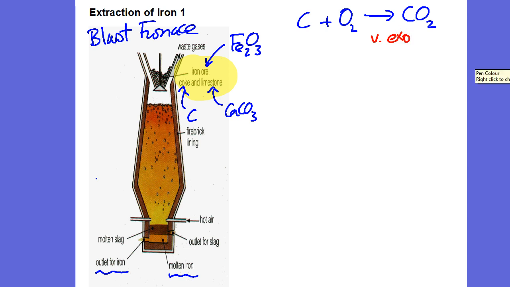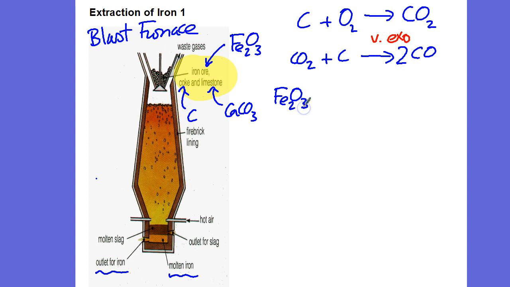It gives out so much heat that the carbon dioxide is able to react with some more carbon to make carbon monoxide. We balance that with a 2. Now, that reaction only happens in very, very hot conditions, because in actual fact it's endothermic. And the carbon monoxide reacts incredibly well with the iron oxide.